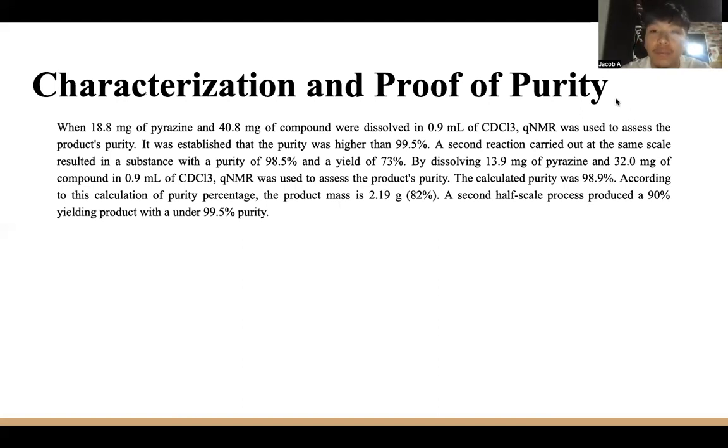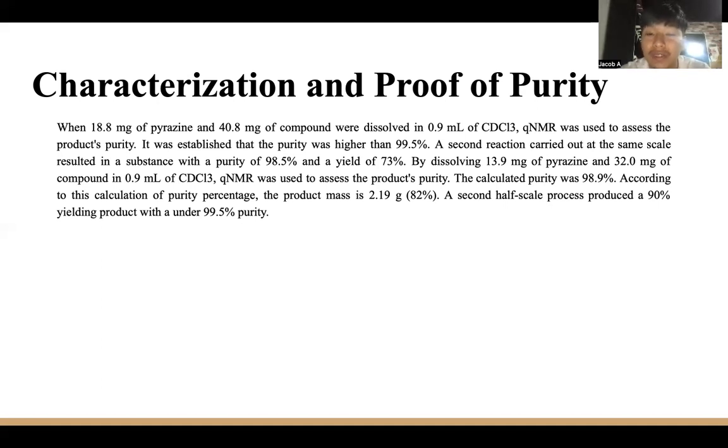Characterization and proof of purity. When 18.8 milligrams of pyrazine and 40.8 milligrams of compound were dissolved in 0.9 milliliters of CDCl3, qNMR was used to assess the product's purity. It was established that the purity was higher than 99.5%. A second reaction carried out at the same scale resulted in a substance with a purity of 98.5% and a yield of 73%.